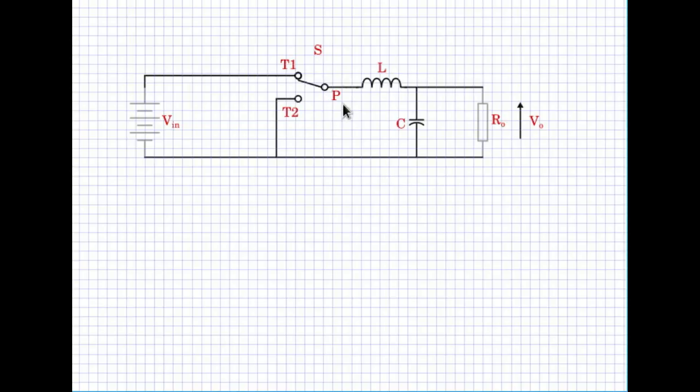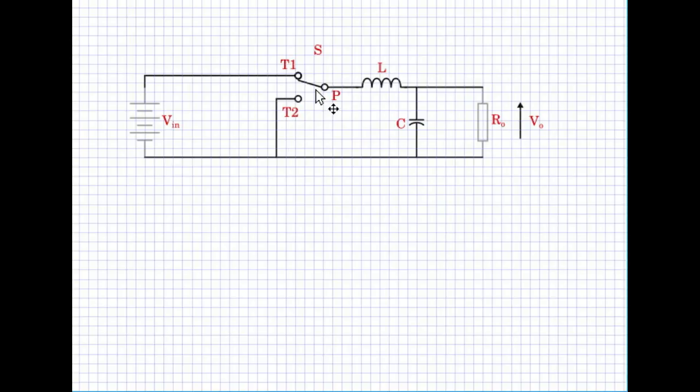The chopper is now slightly modified. The pole is connected to the inductor L and a capacitor is connected across like this, and this LC forms a filter, a second order filter, which filters out the chopped waveform and gives a smooth DC to the output.